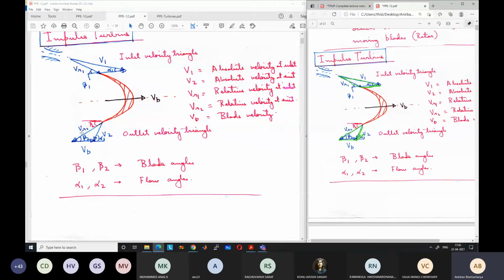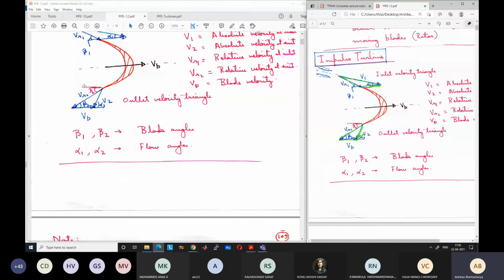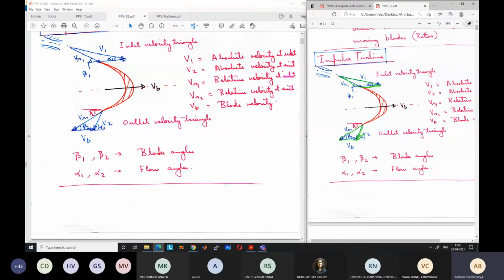But in real life, there are some frictional losses, so this VR2 is slightly smaller than VR1. If VR1 is say 100 meter per second, VR2 may be 95 meter per second. This ratio of VR2 by VR1 is known as the blade friction factor. I will come to that in a minute.